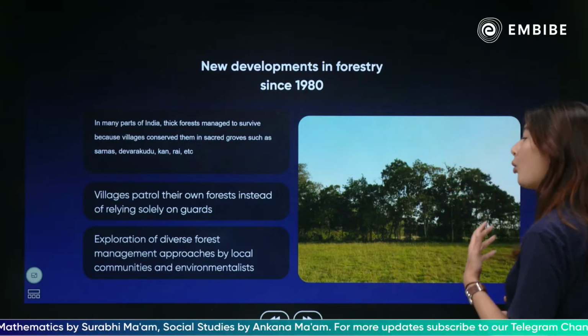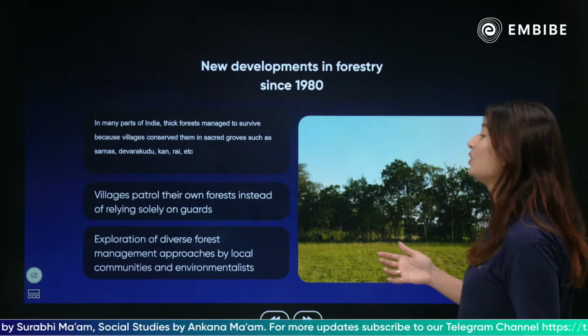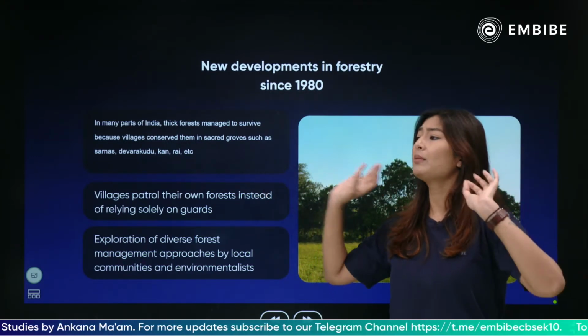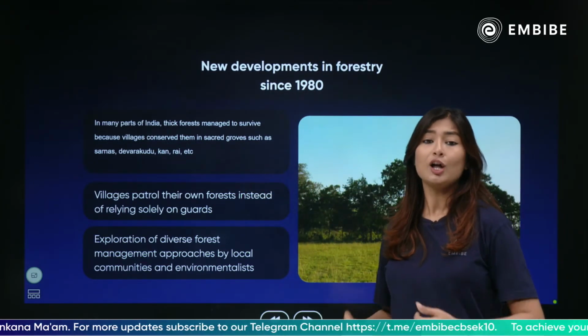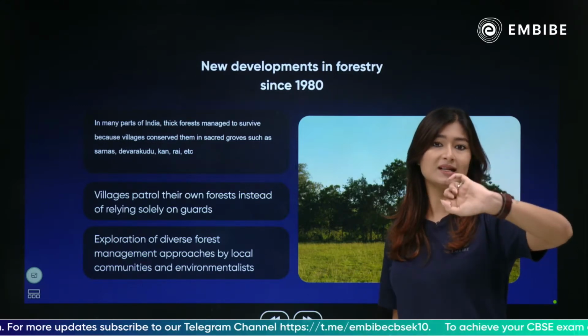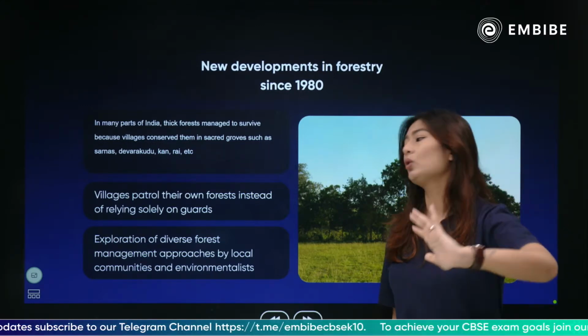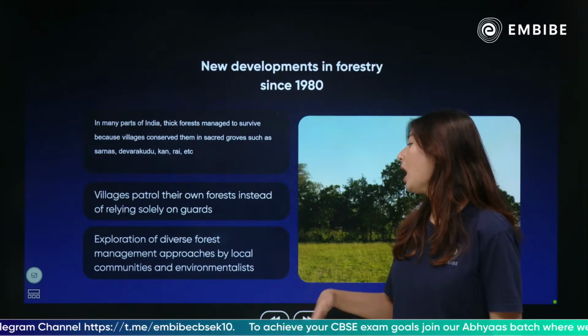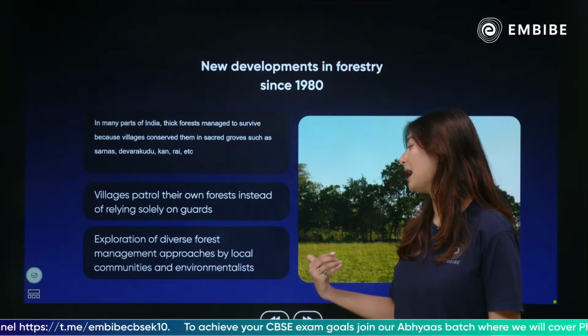Villagers patrol their own forest instead of relying solely on guards. So they don't trust the guards. They like them, वो करते होंगे कुछ, पर ये मेरा जंगल है, I have to protect it. There is like double security, and we see the contribution of the localites over here, exploration of diverse forest management approaches by local communities and environmentalists.